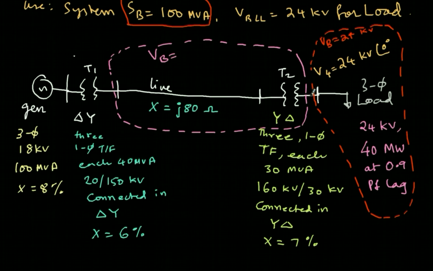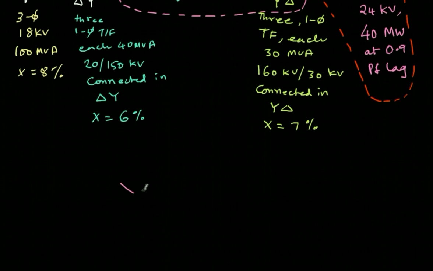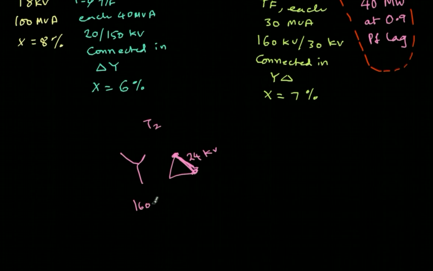So look at the transformer here. The base is 24 kV and the 24 kV is on the delta side. That means each leg here is 24 kV. Now what is the turns ratio? The right side part is low voltage and the left side part is high voltage. So let me just draw the diagram. There is a star part and delta part. So this is transformer T2. This is 24 kilovolts and the ratio is 160 by 30.